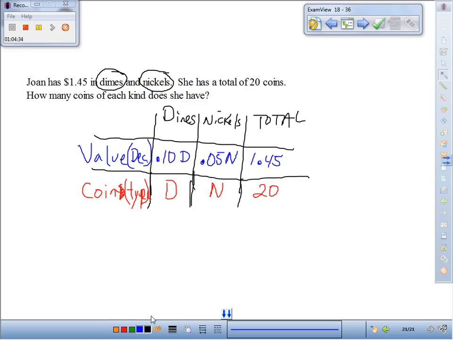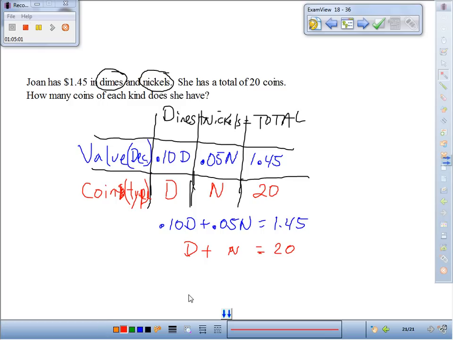All right, so check this out. Joan has dimes plus nickels to give you a total. So we write our first equation: 0.10D plus 0.05N equals 1.45. The second equation is D plus N equals 20.